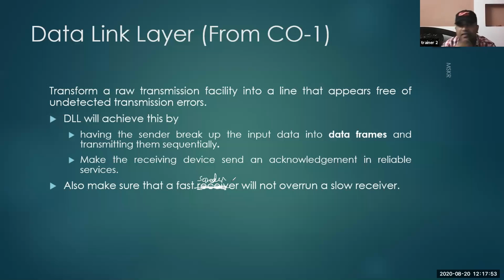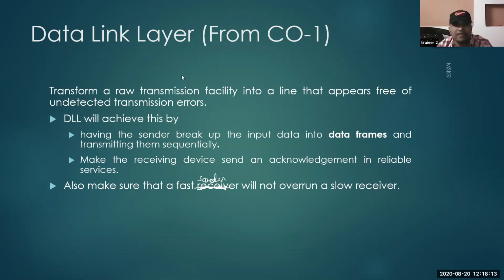So here the data link layer will implement some such logic. The data link layer will control the sender in slowing down, while the receiver feels that the receiver is overrun by the sender. So that is one beauty of this data link layer.